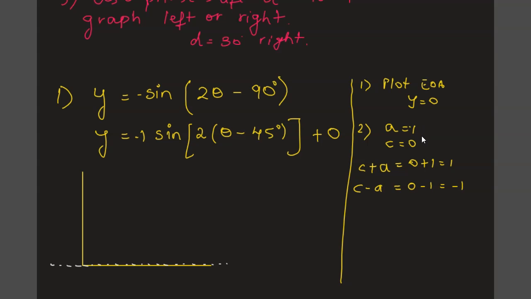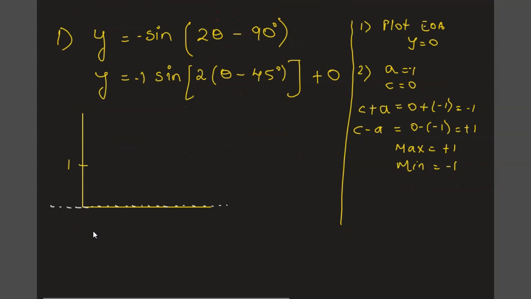If this a is negative, because of a being negative, my max and min are going to change now. So I have 0 plus negative 1, which is a negative 1. 0 minus negative 1 is a positive 1. I told you the higher value represents the max value, so my max is going to be a positive 1. And the lower value represents the min value, so my min is negative 1. I'm going to plot my max. Let's say my max is here, and I'm going to plot my min, and my min is here, negative 1.